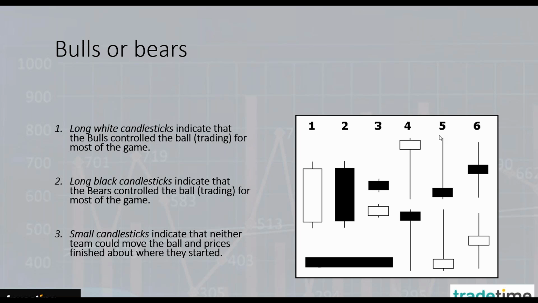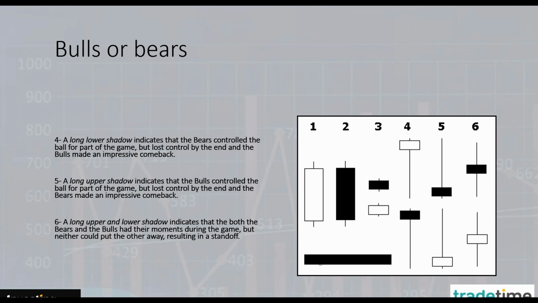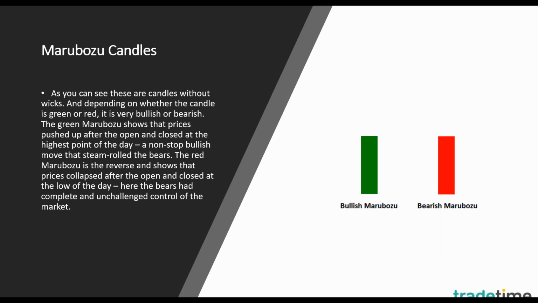Number 6, okay, we had lots of action. We had a tug of war where the left side team yanked hard and pulled everybody in, then the right hand side team pulled. We had lots of action, but at the end, nobody was able to gain any control. But price was very active in that time segment. So the long upper and lower shadows indicate that both the bears and the bulls had their moments, but the end was a standoff.